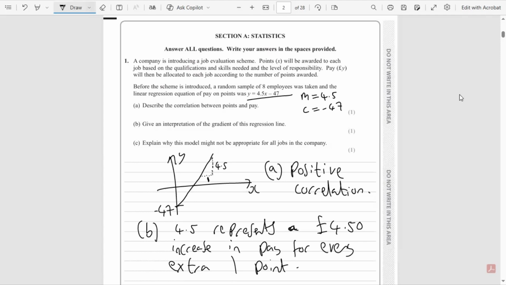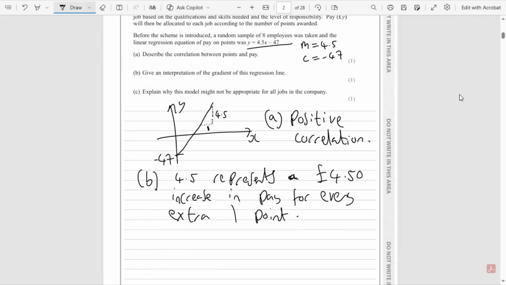Now for part C, explain why this model may not be appropriate for all jobs in the company. So remember that this is obviously our graph here on the page that we drew before. Now, what can you see? Well, clearly you would have negative pay. So remember, Y is pay, and here is points. So if you have a number of points for a job below this number, well, the pay is negative, which is obviously impossible.